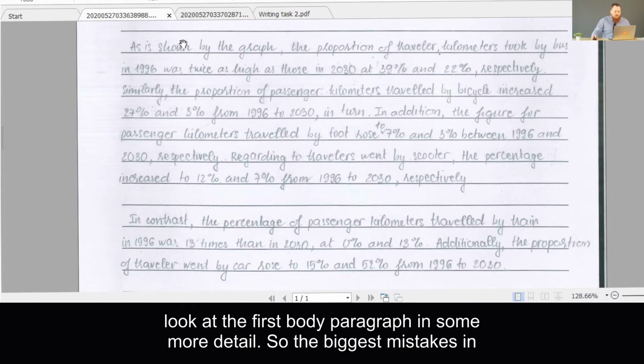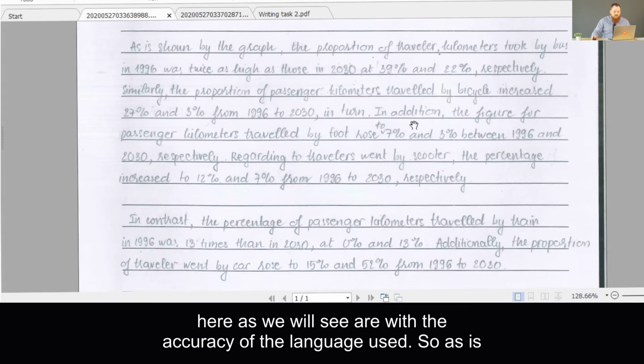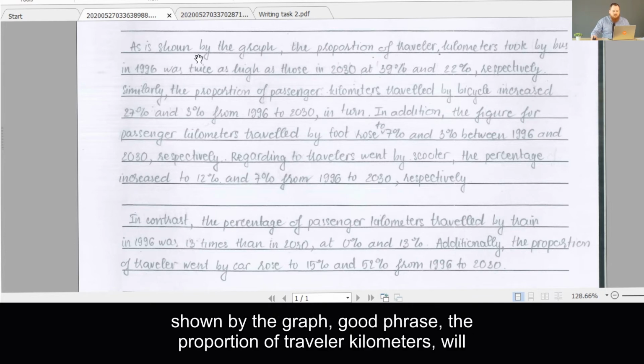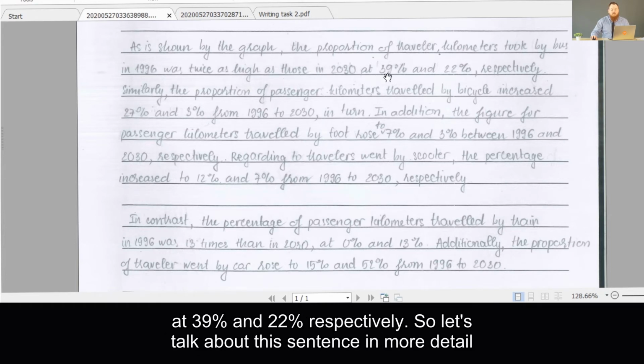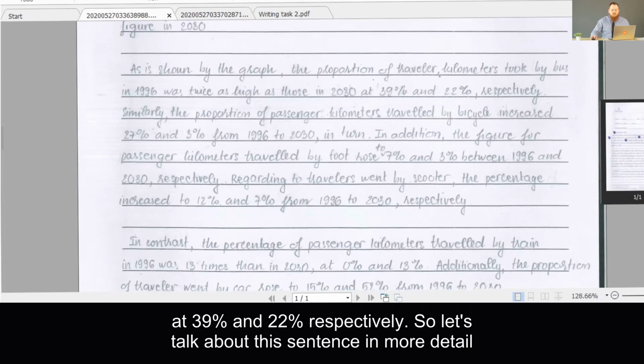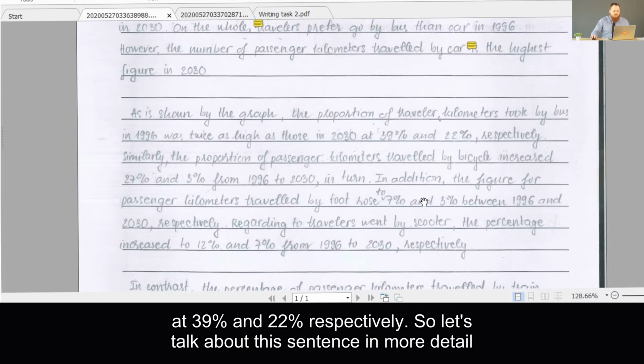So the biggest mistakes in here, as we will see, are with the accuracy of the language used. So as is shown by the graph, good phrase, the proportion of traveler kilometers, we'll fix that unit in a minute, took by bus in 1996 was twice as high as those in 2030 at 39% and 22% respectively. So let's talk about this sentence in more detail.